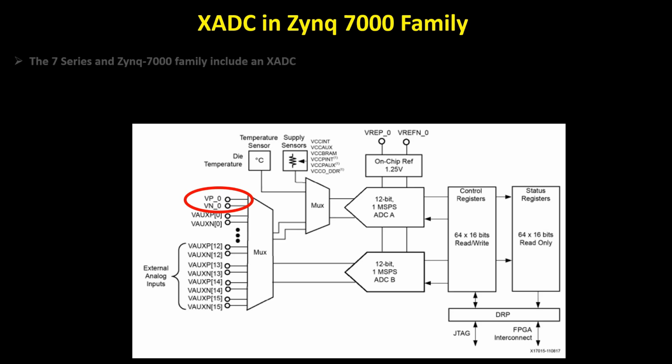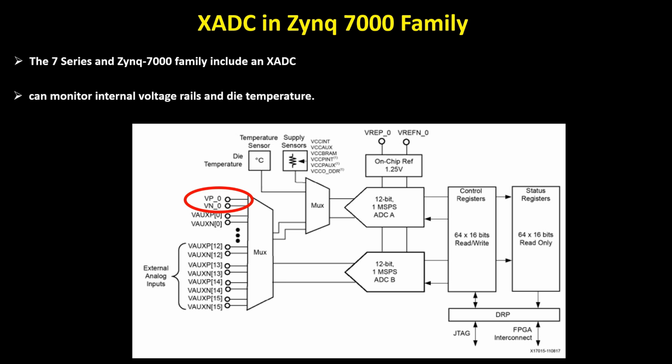The 7 series and Zynq 7000 family include an XADC, which can monitor internal voltage rails and die temperature. Additionally, the XADC can measure external analog signals with a sampling rate of up to 1 mega sample per second, making it a valuable tool for simple signal processing applications.